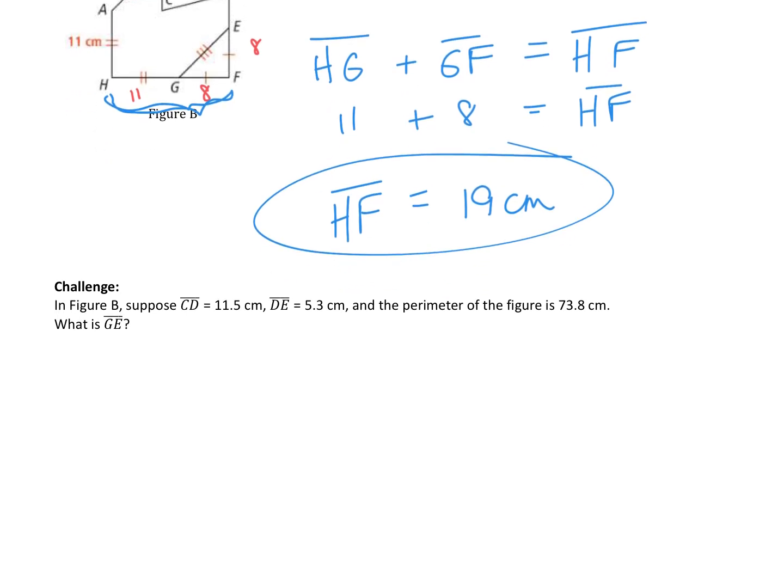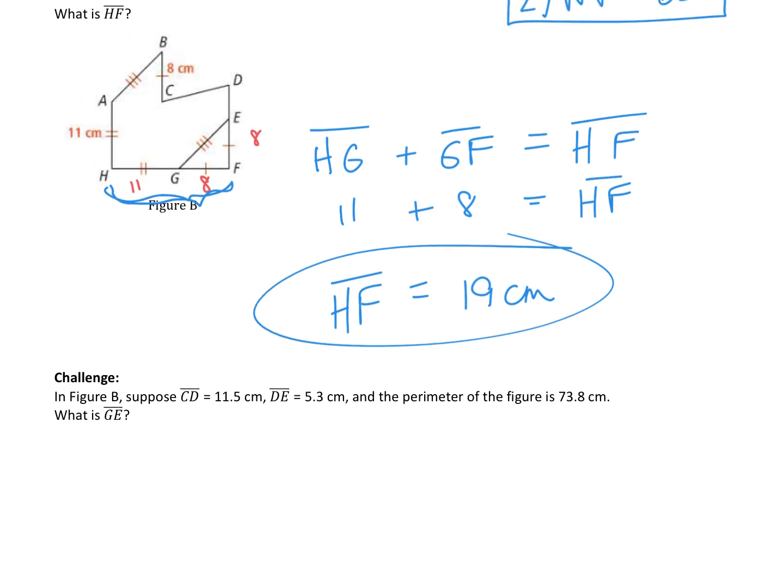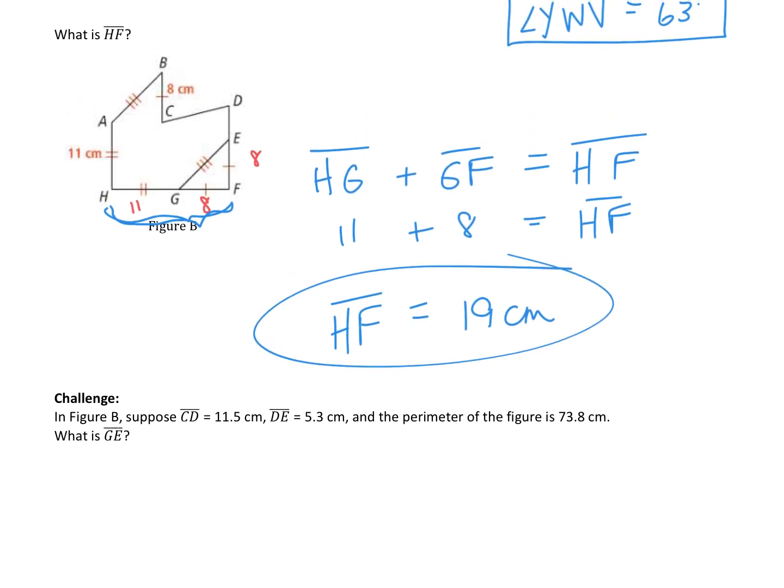Okay, so we have a challenge in figure B, so using the same figure, suppose CD is 11.5, so I'll go ahead and label CD as 11.5, DE is 5.3, and the perimeter of the figure is 73.8. What is GE? Okay, so here's GE right here. GE is going to be congruent to AB. So basically, if we can figure out what AB is, we know that GE will be the same.